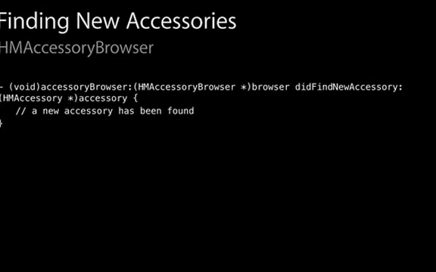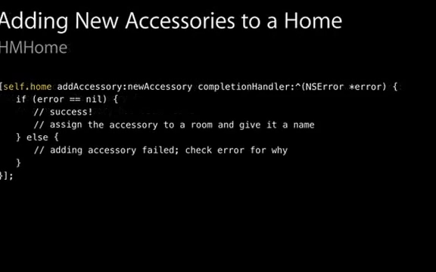When you've found the new accessories and the user would like to set one of them up, you need to add that accessory to a home. And it's important to note that this method is on HMHome. It's not on the accessory browser. So we add the accessory to a home. When the accessory is successfully added to a home, it's time to name the accessory and assign it to a room.